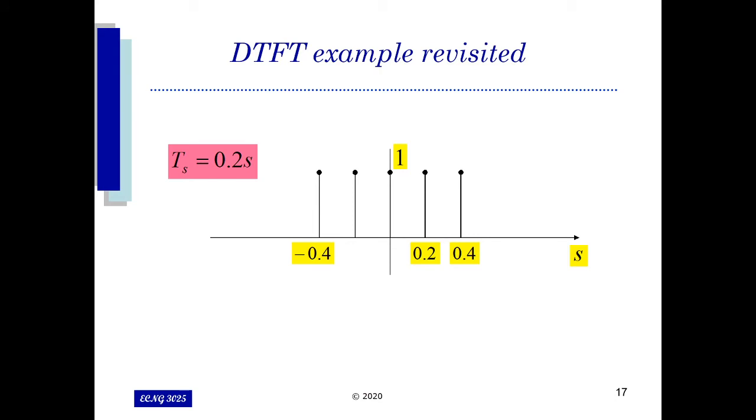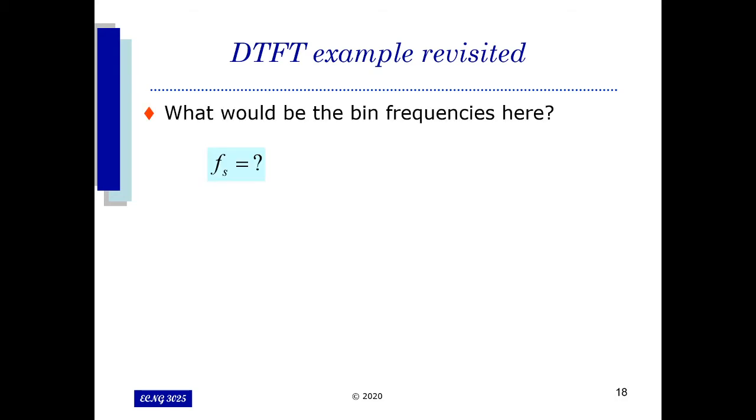Now in the last lecture, we basically used this sequence here in order to calculate the DTFT. Now let's actually apply the DFT to this problem. The first question we want to ask is what are going to be the bin frequencies? In this case, it depends on our sampling frequency. We took 5 samples in particular, and the sampling time was 0.2. These samples were over a time period of 1. So 1 divided by 0.2 will give us 5 Hz.